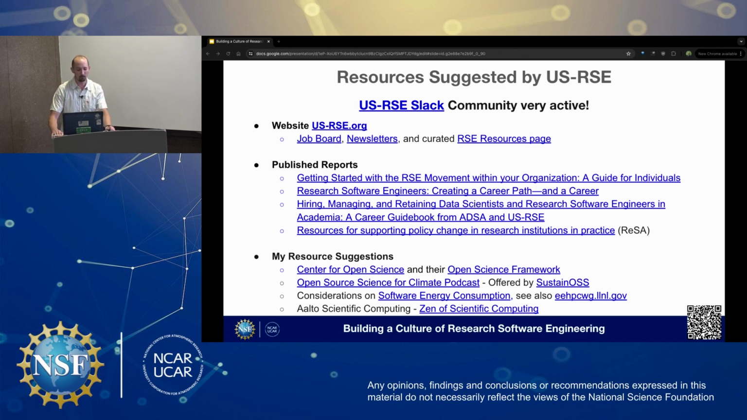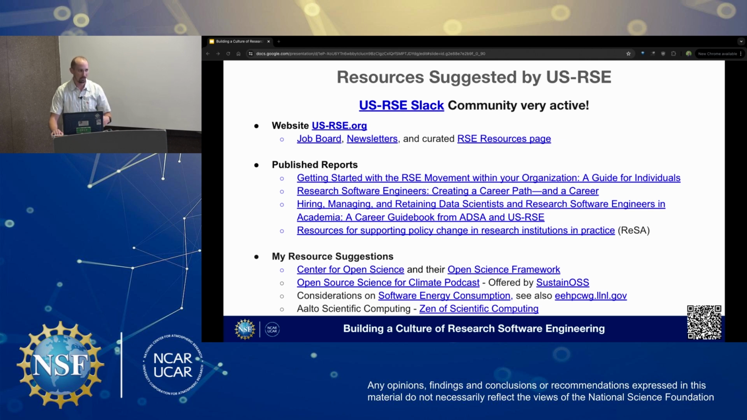Another one that I find important, that I would like to engage with more myself, is thinking more about software energy consumption, which might also relate to the Energy Efficiency HPC Working Group out of the Lawrence Livermore National Lab. And another one I like, in terms of just thinking about your own role within developing software, is this article out of Aalto in Finland, the Zen of Scientific Computing.